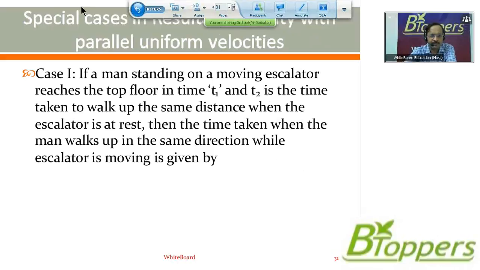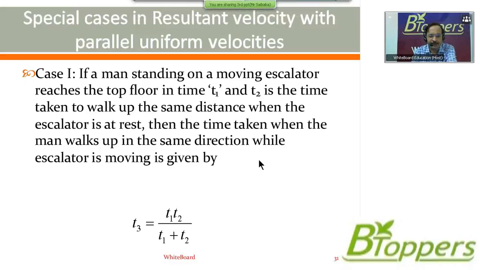If a man standing on a moving escalator reaches the top floor in time t1, and t2 is the time taken to walk up the same distance when the escalator is at rest, then the time taken when the man walks up in the same direction while the escalator is moving is given by T3 equal to T1 T2 by T1 plus T2.